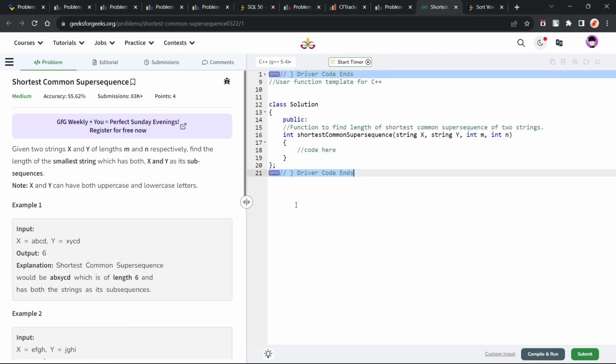So in this video, we're going to discuss the Geeks for Geeks problem of the day, and today's problem is shortest common supersequence, and it is a medium level problem.